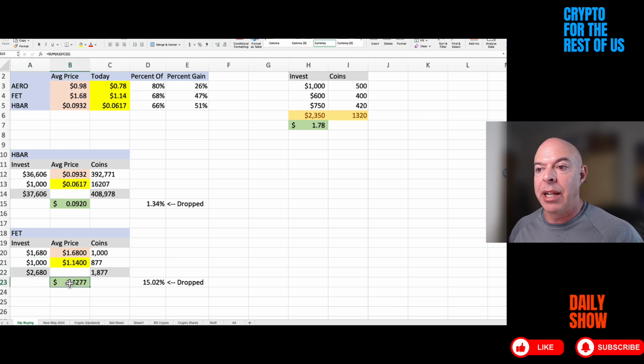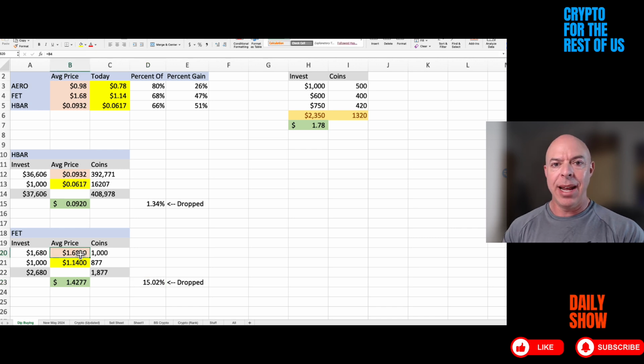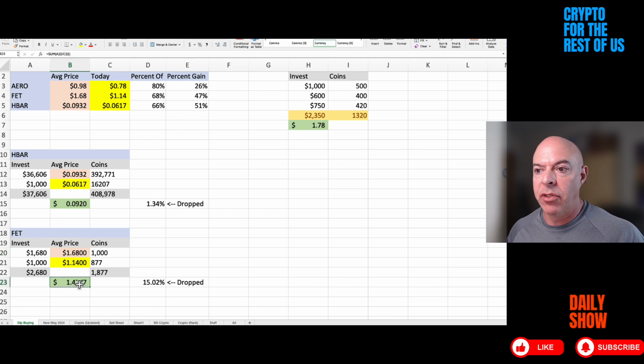So when you divide, you get $1.42. Well, that means that it dropped my average price by 15%. So if I want a 10x on this coin, well, simple math, it'd be $16.80. But if I drop the price to $1.42, it'll be $14.27. That's a big difference in my mind.